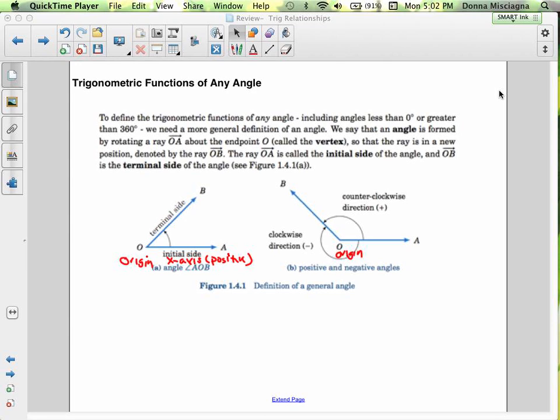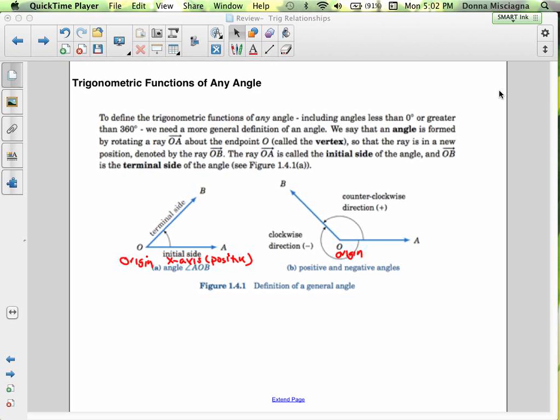We say that an angle is formed by rotating a ray, and this ray is OA, just because O stands for origin, right? So we have a ray, and we rotate it, has the vertex at the origin. We always graph our angle next to the origin. It has the initial side on the x-axis, and we rotate that ray whatever number of degrees we want in whatever direction we want, so that the ray is in a new position denoted by the ray OB.